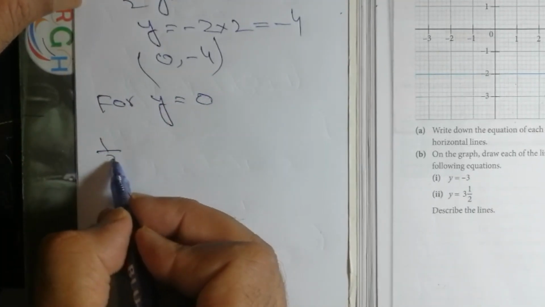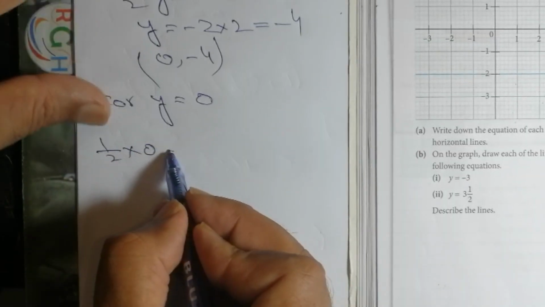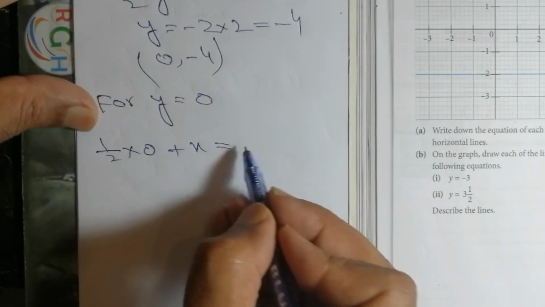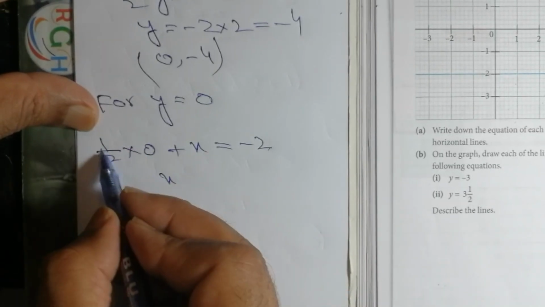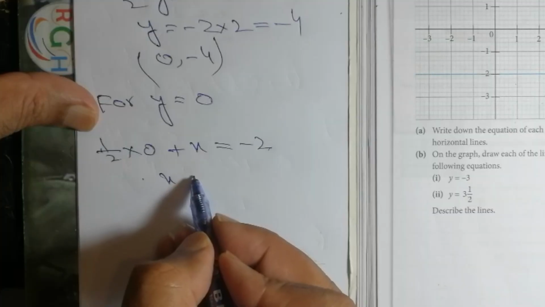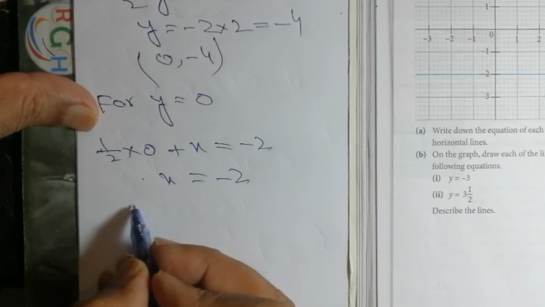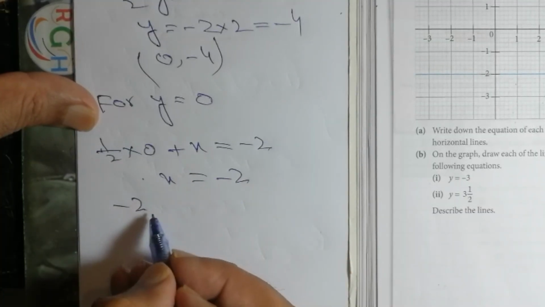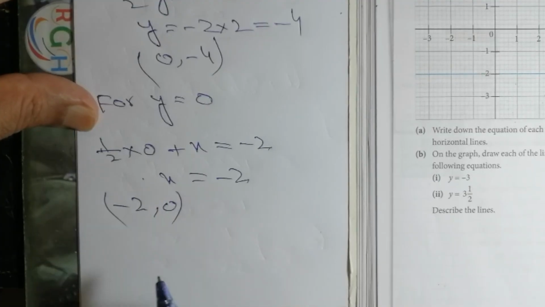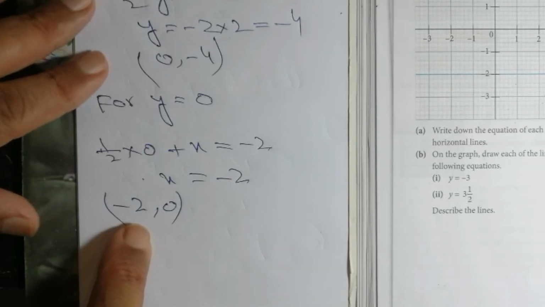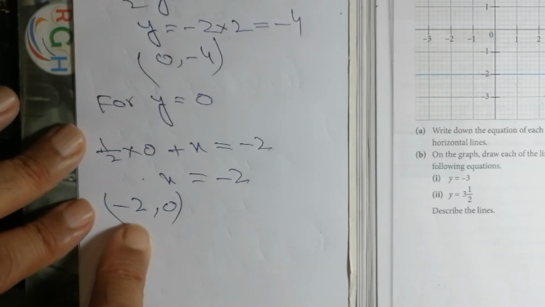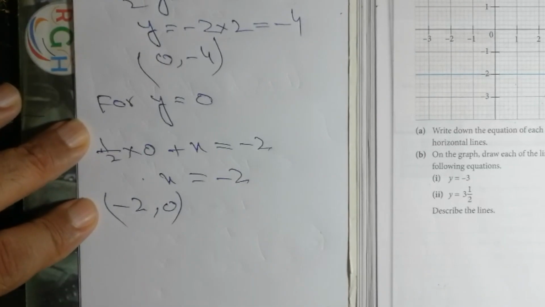For y equal to 0, 1 by 2 into 0 plus x equals minus 2, and 1 by 2 into 0 is 0, so x will be equal to minus 2. So this point is minus 2 and 0. If we draw these 2 points on the graph paper, you will get a straight line. We can draw it here.